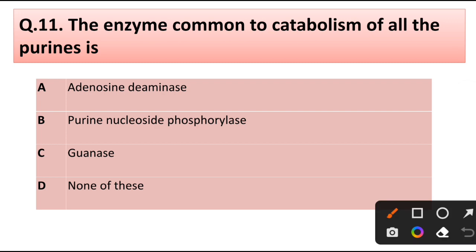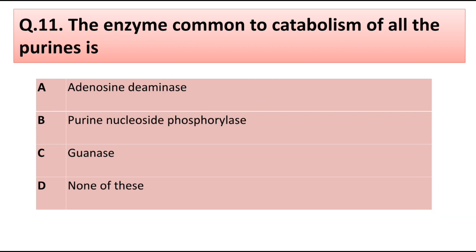Question number 11. The enzyme common to catabolism of all the purines is adenosine deaminase, purine nucleoside phosphorylase, guanase, or none of these. Correct answer is option B, purine nucleoside phosphorylase.